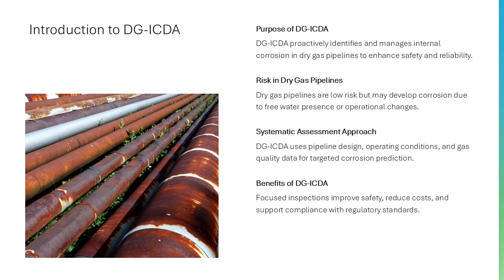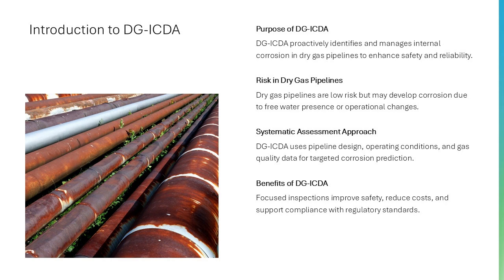Although dry gas systems are generally considered low risk for internal corrosion, operational upsets, changes in gas composition, or inadequate dehydration can create conditions where corrosion becomes possible. DG-ICDA addresses this challenge by providing a systematic framework that allows operators to predict where corrosion is most likely to occur rather than relying solely on random inspections or reactive maintenance.